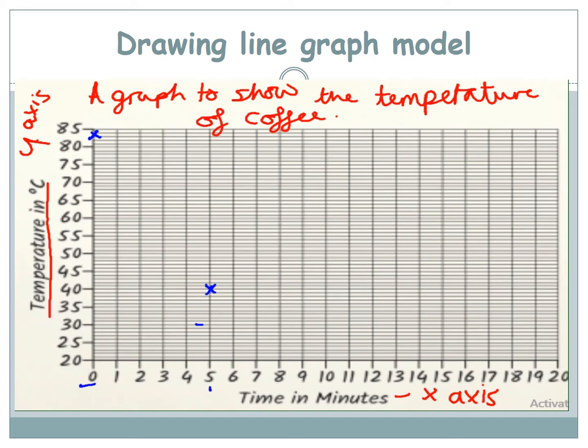And then our next one is 10 minutes, and that's 27. So we go up. 27. And then we go to 15 minutes, and that's 23. That there. And then 20 is 21. With the temperature, this could have gone from 0 to 85, but this one started at 20. And then, with a ruler, you have to now join each point.